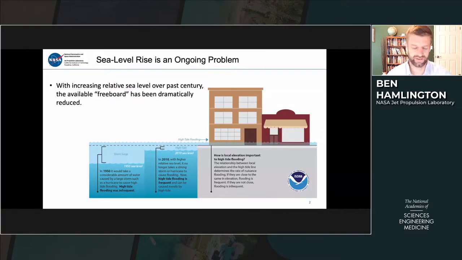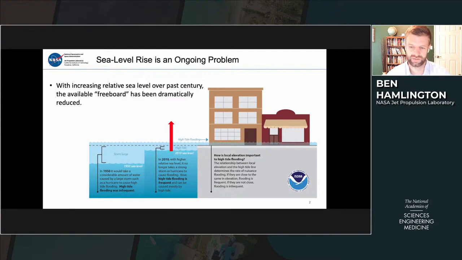But with increasing sea level over the past century, we've seen a significant reduction in the available freeboard, in that safety gap. So this image on the left here shows sea level in 1950 versus sea level in 2010, just as an example. And you see how much closer that baseline of sea level is to the infrastructure where people are living. So because of that, we've seen an increase in flooding as a result.